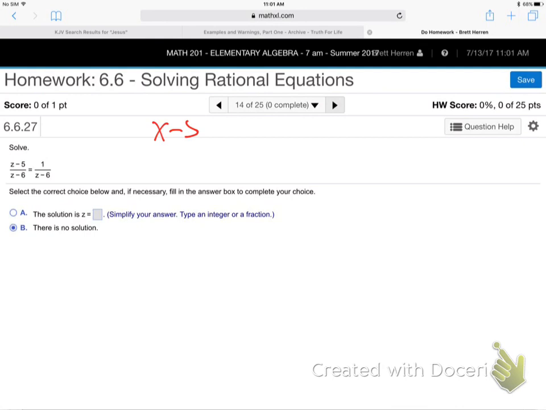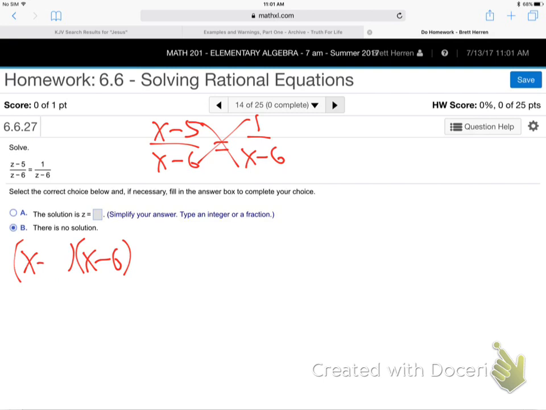Make these x's. X minus 5 over x minus 6 is 1 over x minus 6. Okay. What do we do when we've got just 2 equal fractions? Cross multiply, right? Diagonal, diagonal. So go ahead and do that. Just go diagonal, diagonal. And you'll get x minus 5 times x minus 6 equals 1 times x minus 6.